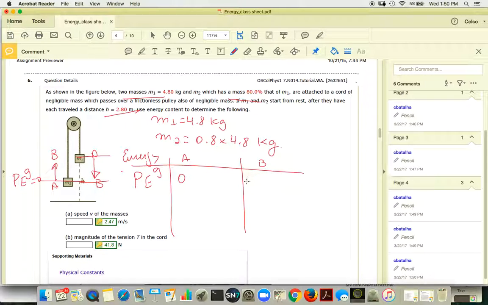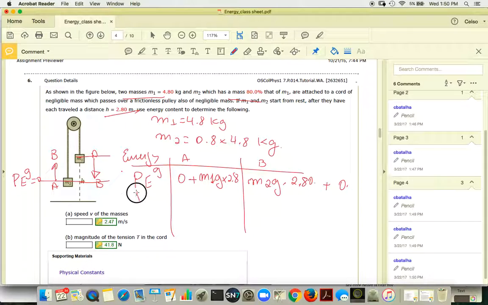But at point B, it is going to be given by M2 g times the vertical displacement, which is 2.8 meters. That's at point B, right? Now, configuration A has a gravitational potential energy of M1 g times 2.8, right? And at B it is 0, right? So we have those two. As far as gravitational potential energy, the situation is done.